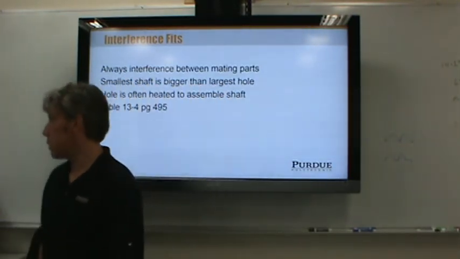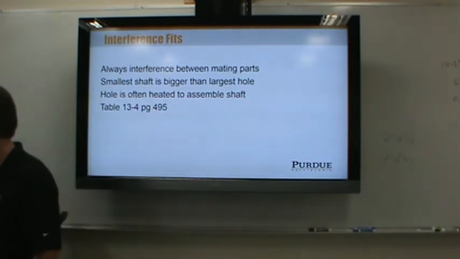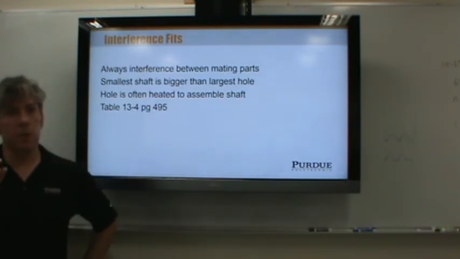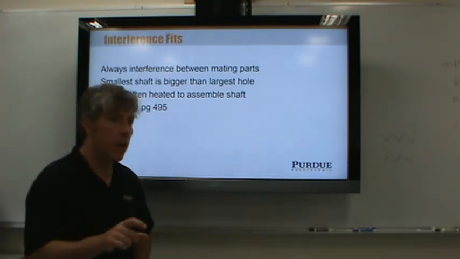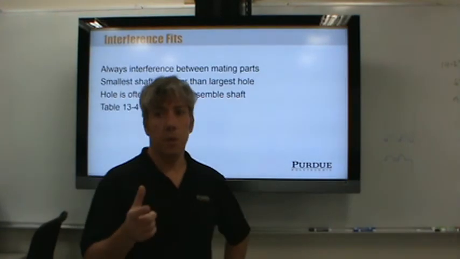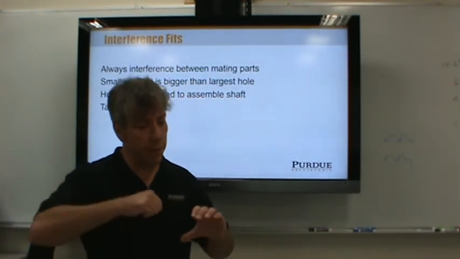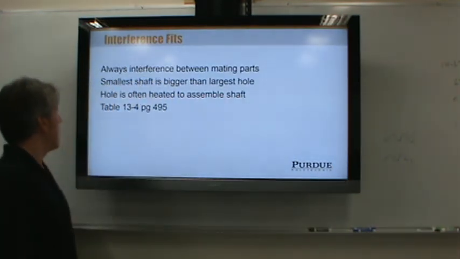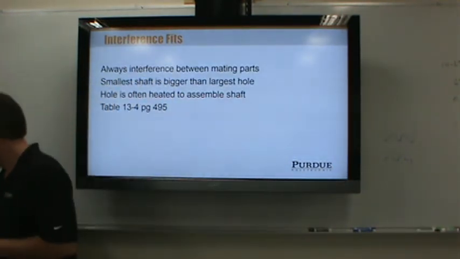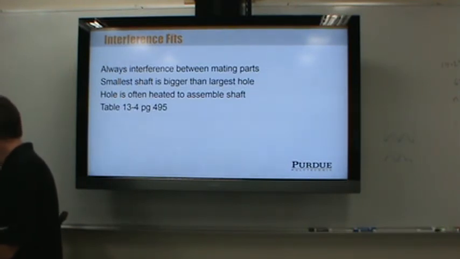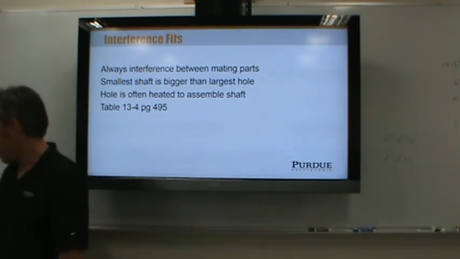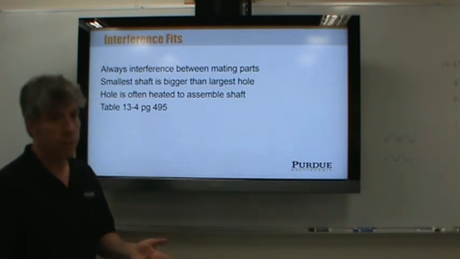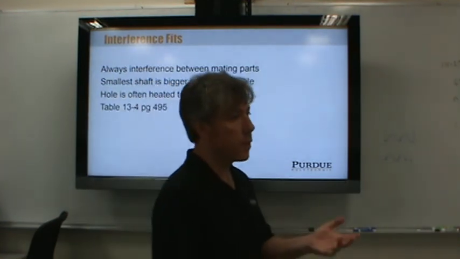But anyway, transition fit may be clearance or interference, but interference fits are different, where the smallest shaft is always larger than the largest hole. So in other words, the shaft will have to be pressed into the hole for the parts to be assembled. If we turn the page a few over, page 495, you will see a table for what's called force or shrink fits, which are all interference fits. These are all the same, different names for the same thing.